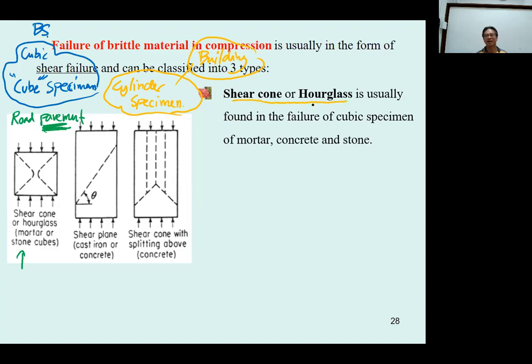for the cylinder, the failure is in the shear cone. Shear cone is something like this, okay, or the hourglass shape. And then you can see this in concrete and in stone. And also for the mortar, what is the mortar? The mortar is the mix of cement, fine sand, and water. Mortar is used for what? It's used for bricks, to connect the bricks together.